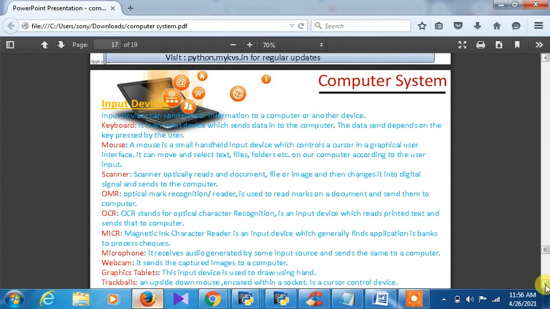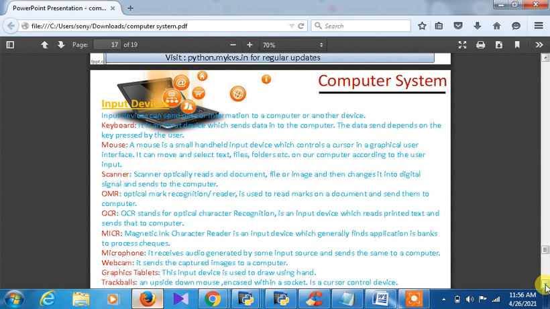A microphone receives the audio generated by some input source and sends the same to a computer. Webcam, I am also using right now in order to continue the meeting with you all. It sends the captured images to the computer. Graphic tablets are also there, an input device used to draw by hand. It is connected via USB port, and whatever you draw, if you open OneNote or something like that, the same image can be viewed there.